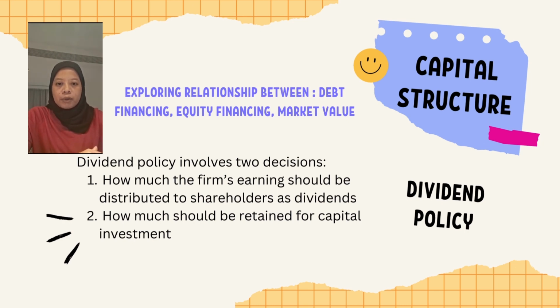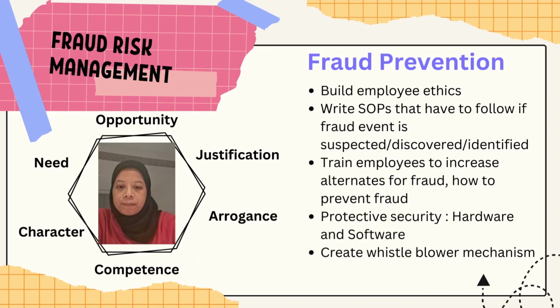Talking about dividend policy, it always involves two decisions. The first one is how much of the firm's earnings should be distributed to the shareholders as dividends, and the second one is how much should be retained for capital investment. Surely both decisions should meet the objective of the company itself, to give value both for shareholders and also stakeholders.